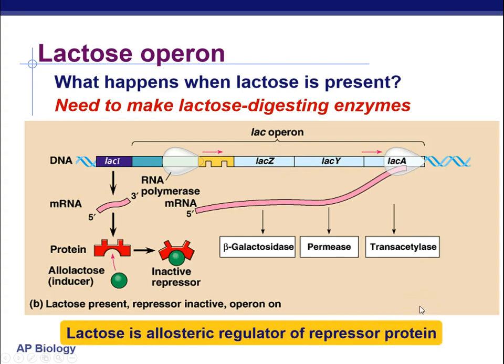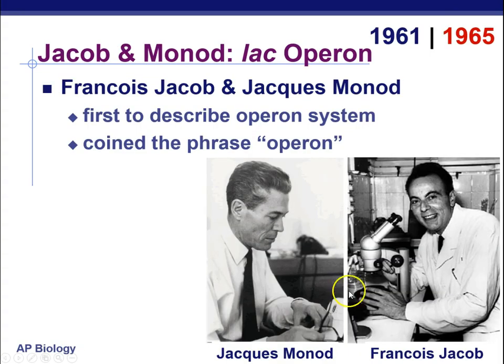Lactose is also an allosteric regulator or inhibitor of the repressor protein. It binds to a site opposite of the active site. We'll give a little shout out to these guys for discovering the lac or lactose operon. And they actually coined that phrase, operon, which is the group of genes that regulate a certain pathway.